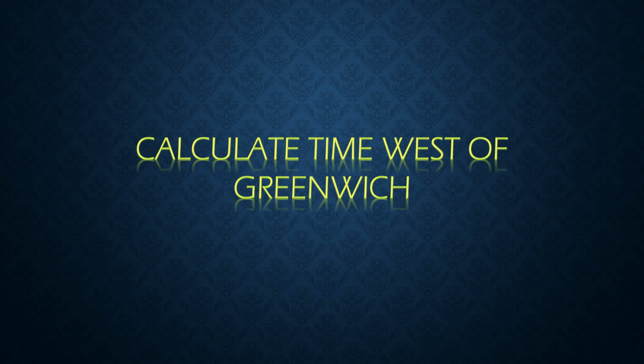So right then, let us get on with it. Calculate time west of Greenwich. What do we mean by that? Let's just say, for example, it is 7 a.m. at Greenwich. What time will it be at a place located 60 degrees west?